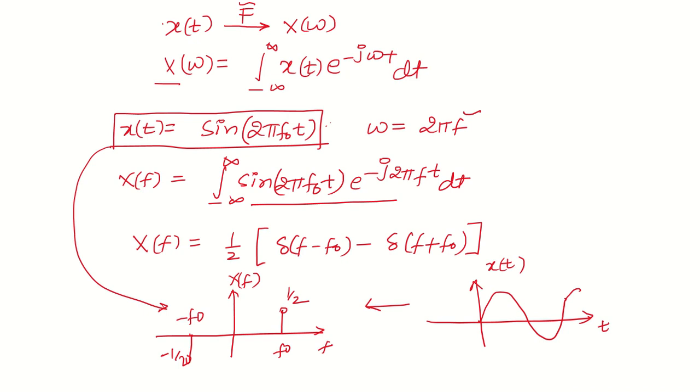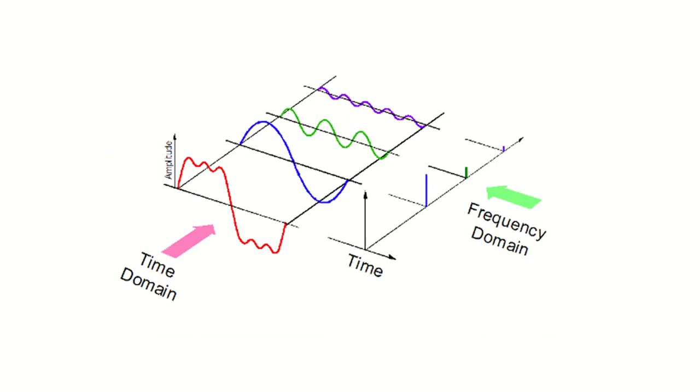So what are the advantages of converting this time domain signal into a frequency domain signal? Now suppose we have different signals. This is the first signal having some amplitude, and this is the time axis. This is the amplitude of the first signal. This is the amplitude of the second signal.